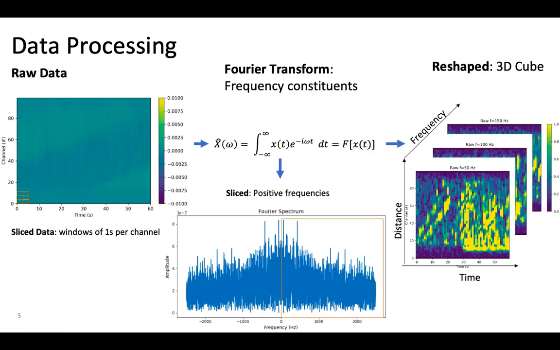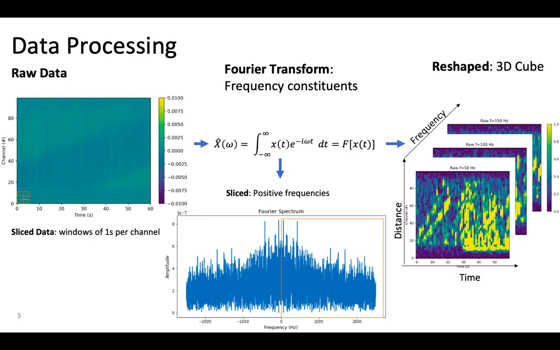The data processing consisted of the following steps. First, the raw data was read in, where we can see the time duration in the x-axis and the channels in the y-axis. The raw data was sliced into windows of 1 second per channel. Then, for each window and time series function, the Fourier transform was applied in order to obtain the frequency constituents of the function, which essentially added the third dimension to the data. Because this results in a symmetric distribution, only the positive frequencies were kept for computational efficiency.